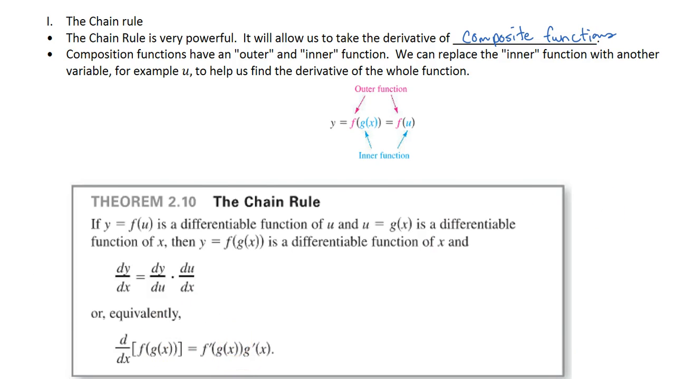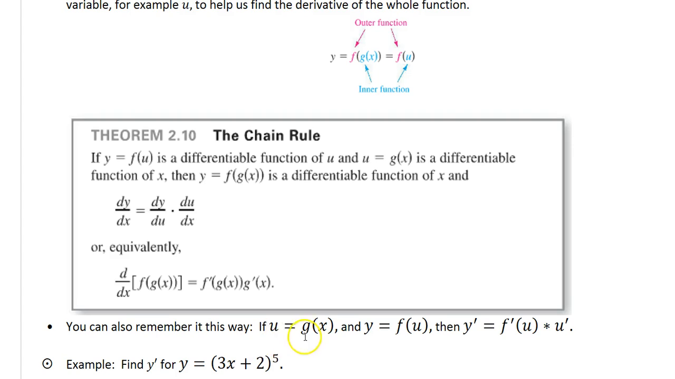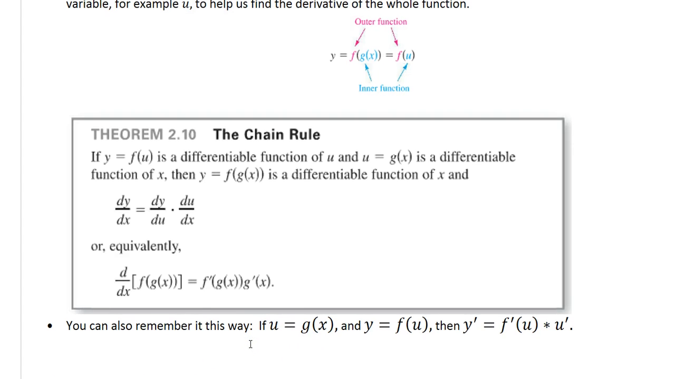But you can also remember it in kind of a shorthand way. If u equals g of x and y equals f of u, then y prime is going to be f prime of u times u prime. Now, one thing I want to point out is notice that this u inside of this function we have not taken the derivative of. So we're not going to take the derivative of the inside here, but we are going to multiply by the derivative of the inside out here.